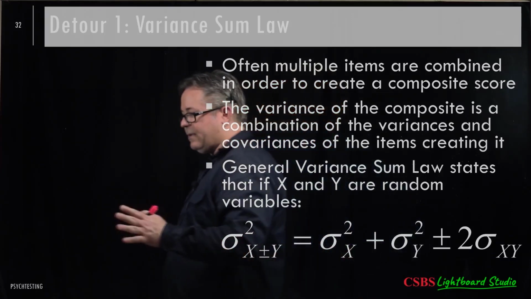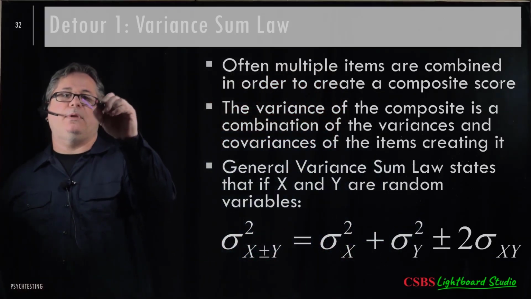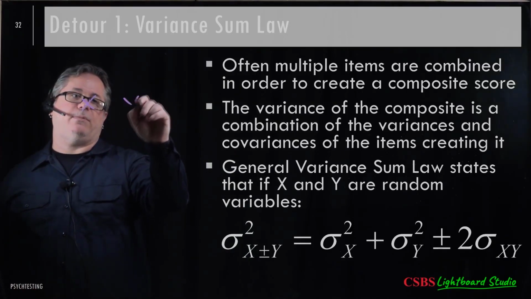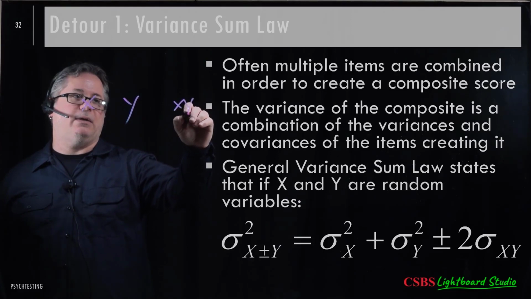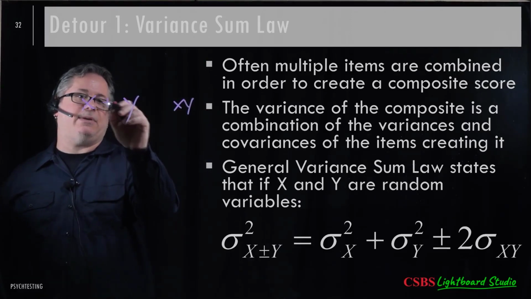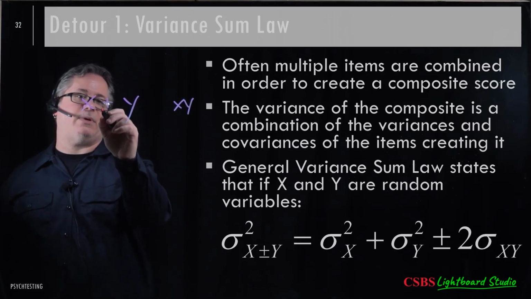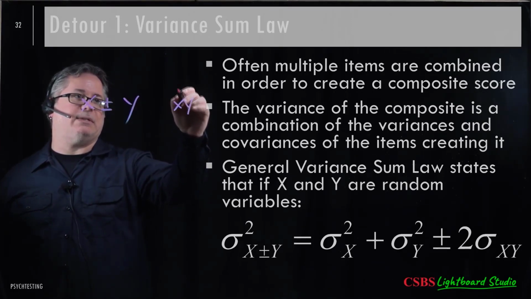is even if I just have two variables, let's say I have an x variable and a y variable, and I want to create an x-y composite. If I add them together, or if I subtract them, either way, I can find the variance of this composite. All right.